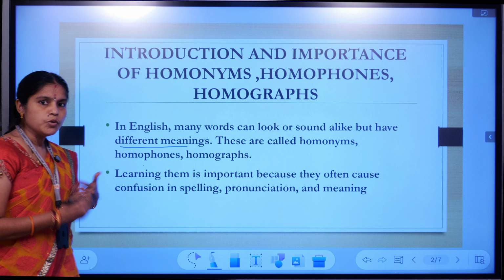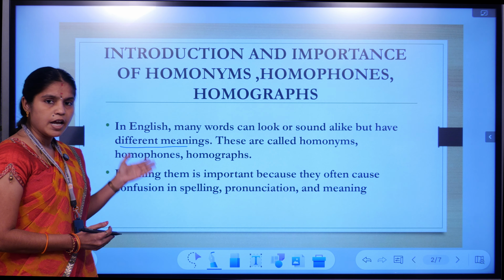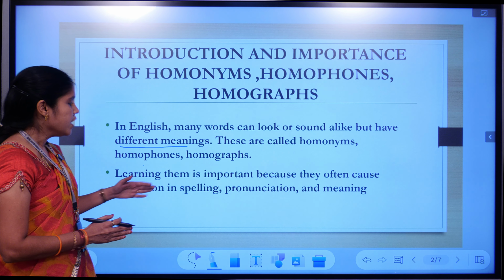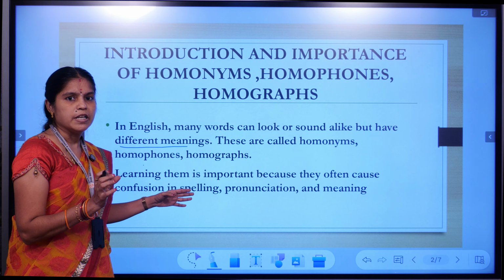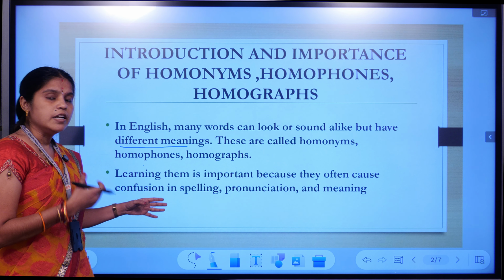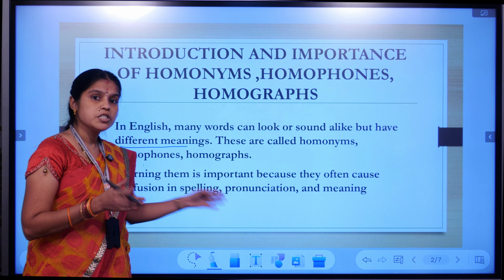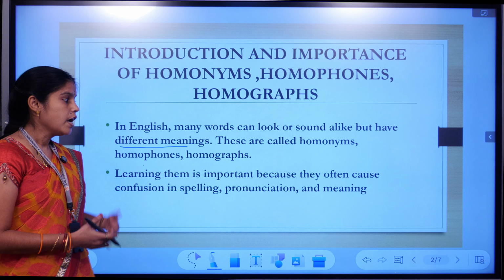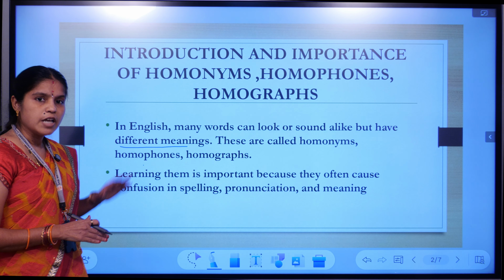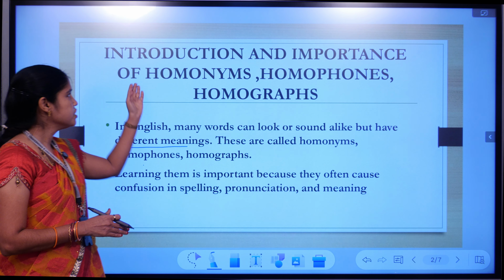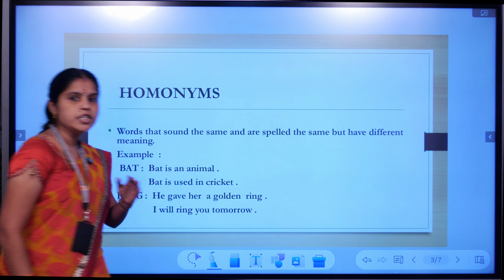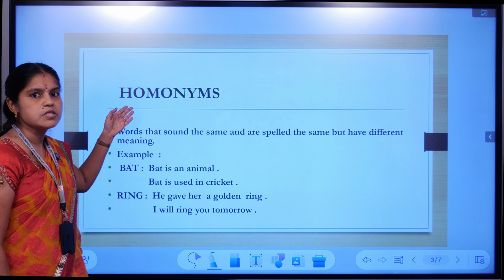Now, why do we have to learn homophones, homographs and homonyms? To avoid confusion regarding the words. Sometimes the spelling is the same but the meaning is different. When you say a word, the pronunciation may be the same, but the meaning will be different. Based on that, we will give a clarification regarding homonyms, homophones and homographs. We'll start discussing each topic. First, let us discuss homonyms.